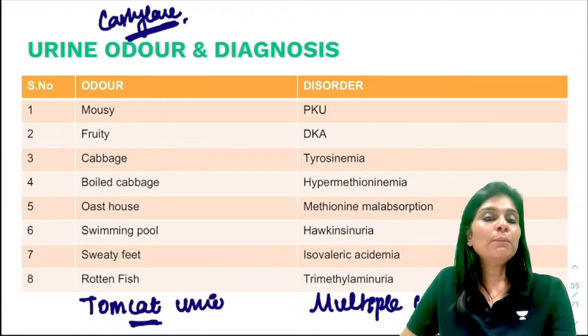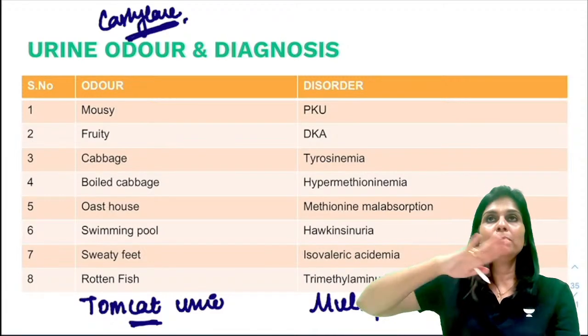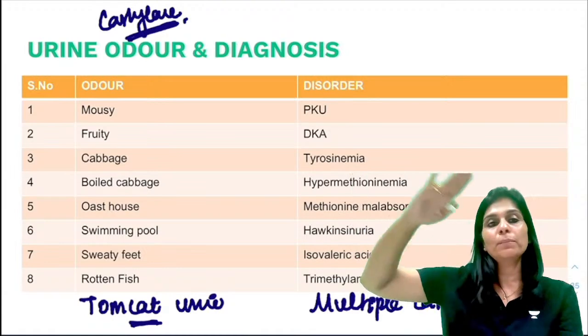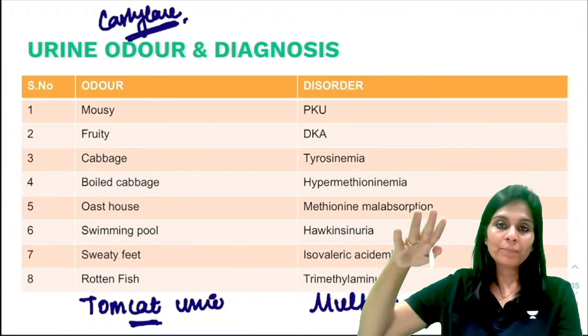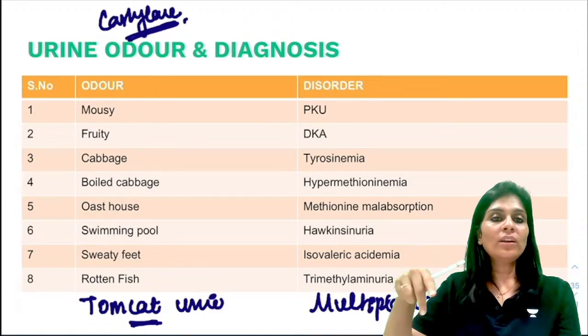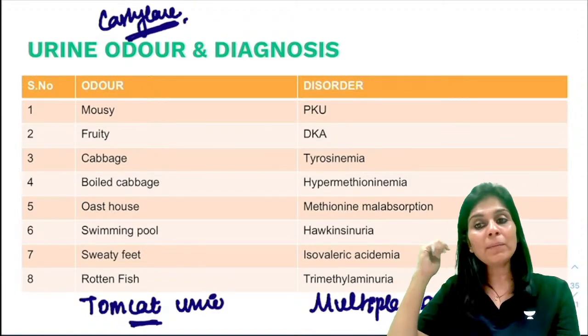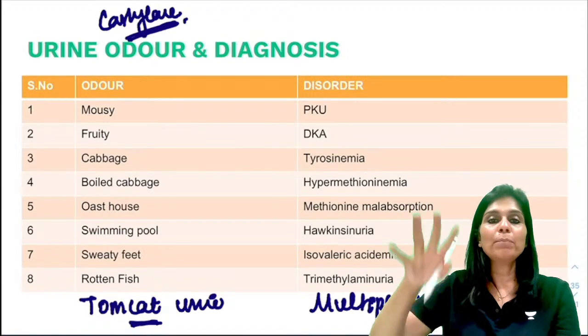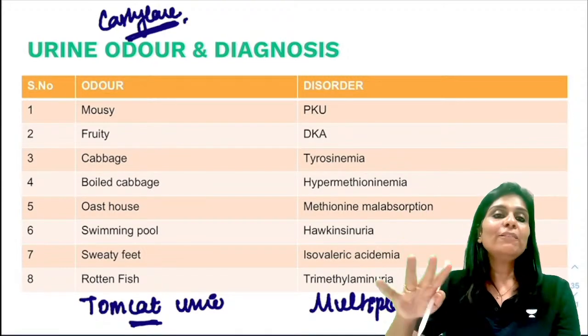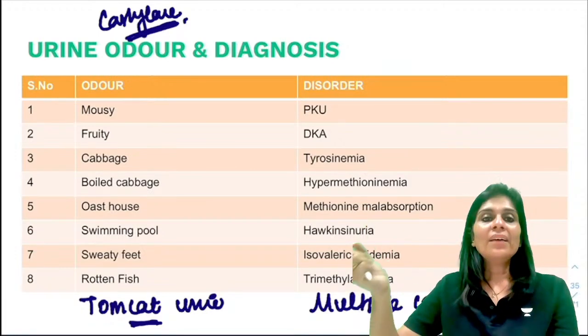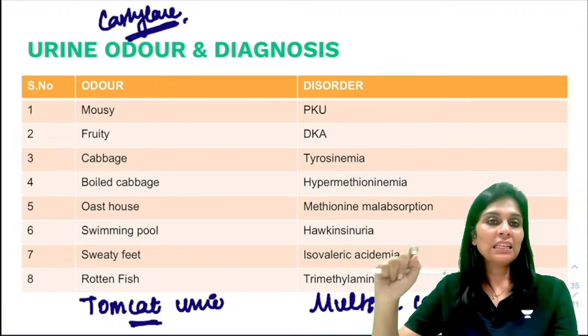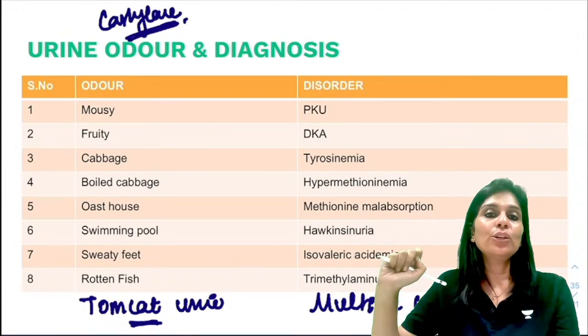And then it is swimming pool odor, which is a feature of, just remember, a hawk flying above the swimming pool. So swimming pool odor is a feature of homocystinuria. And then sweaty feet odor, just visualize the image which I showed you, wherein feet are kept on the ice. So sweaty feet odor is a feature of isovaleric acidemia. And then rotten fish odor, that is a feature of trimethylaminuria.